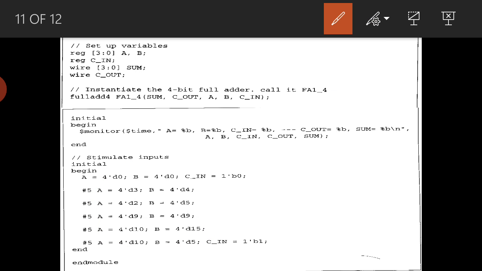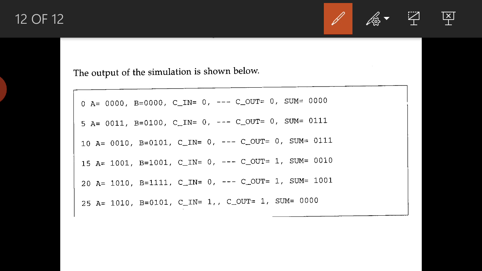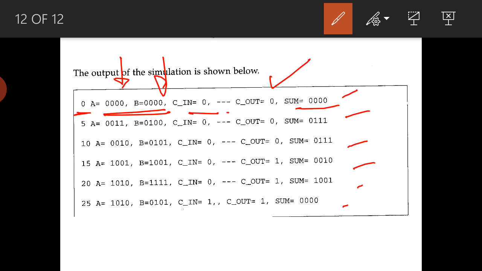So what will be the output here? How many times have we given inputs? 6 times, so there are 6 statements: 1, 2, 3, 4, 5, 6. Because I am using the monitor here, whenever there is a change it prints. Initially, at time 0, the values I am displaying are in binary. With 0, 0 and cin 0, the sum is 0 and the carry is 0.